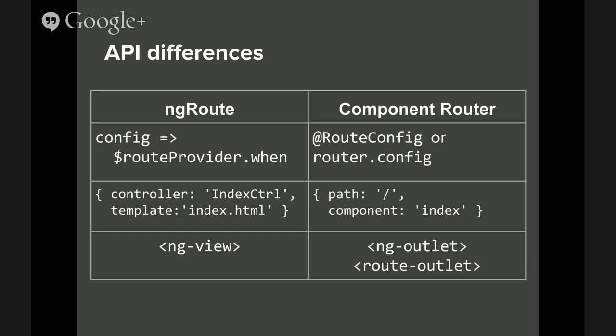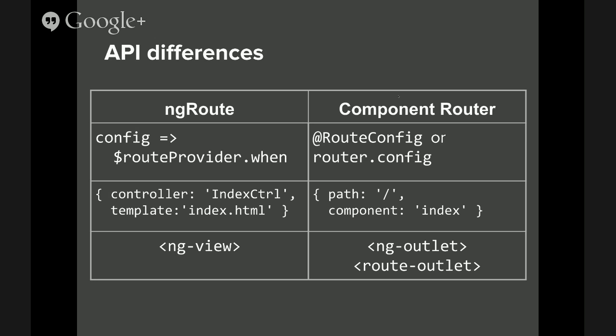Okay, so the main API differences that show the semantic differences are in ng-route. You have a config block, and inside of that you call route provider.when. You usually have one of these per app, but you might have multiple different run blocks and compose them together in some crazy way. In component router, you actually annotate controllers, or alternatively, you can build up a more dynamic configuration by calling router.config. Router is just a service.